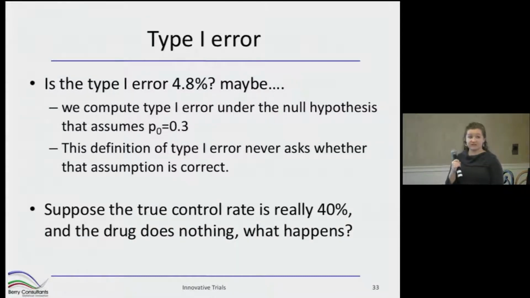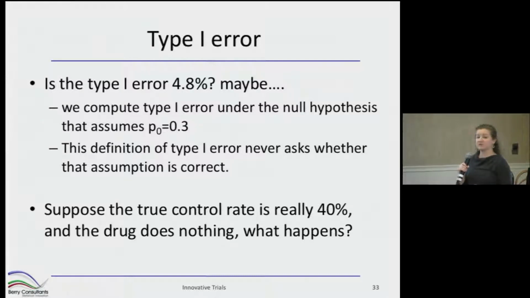So we said on the previous slide that our type 1 error rate was about 5%, 4.8. So what we've done when we calculated that type 1 error rate is we assumed that our true response rate on the treatment and our true response rate on the control arm is 30%. And it turns out that if we run a trial and we count 10 out of 20 successes, then that gives us a type 1 error rate of 4.8%. But this definition never asks whether 30% is the right rate.